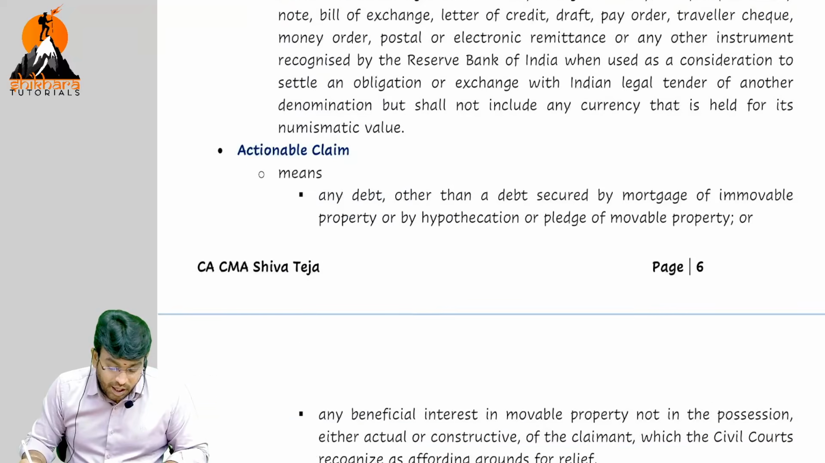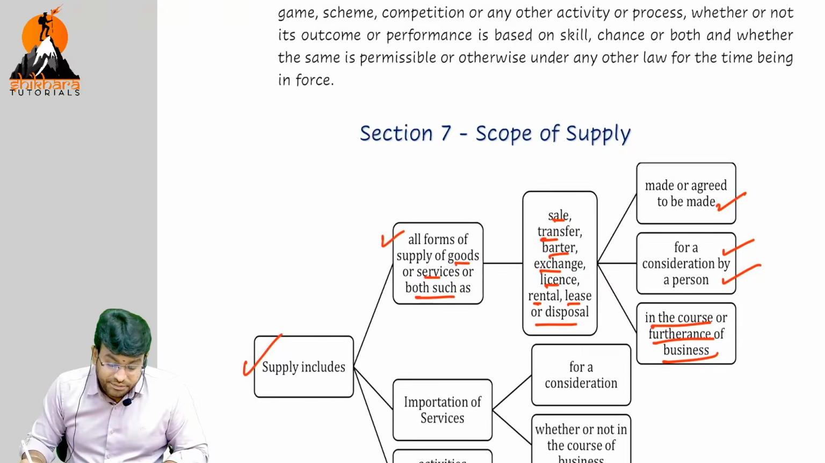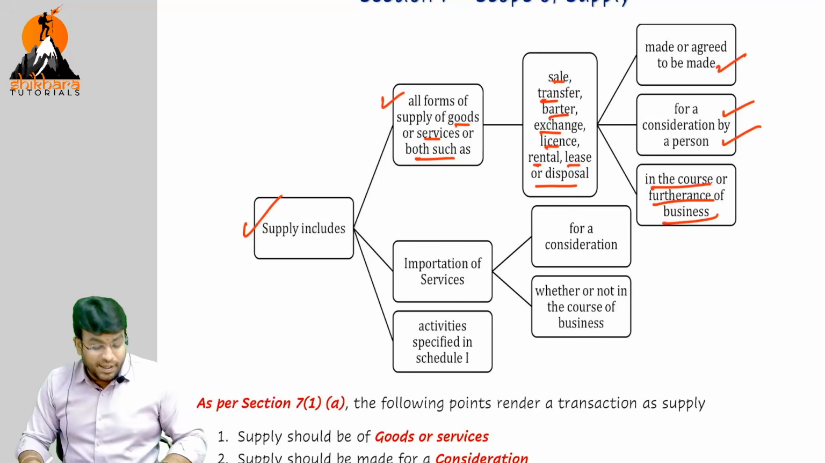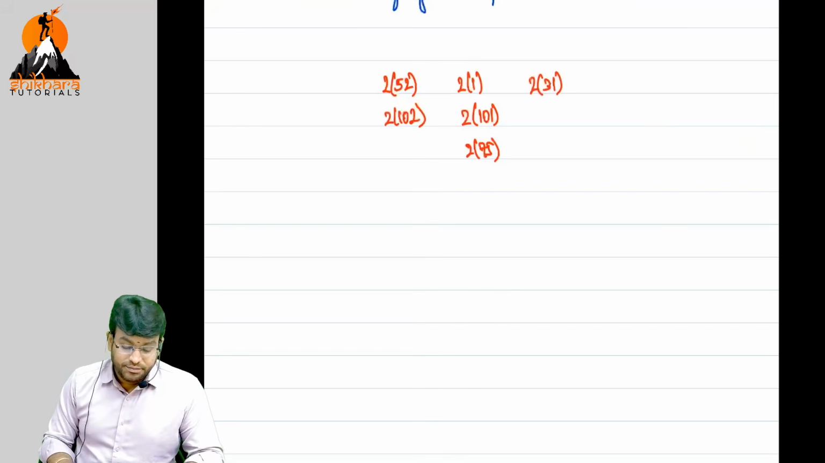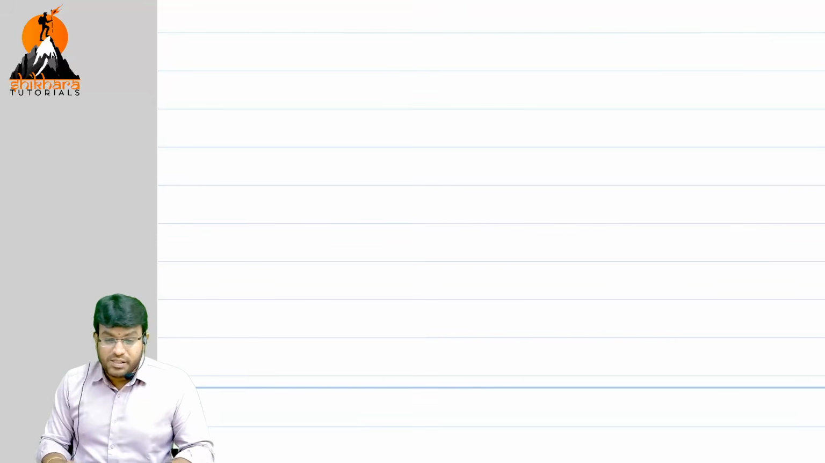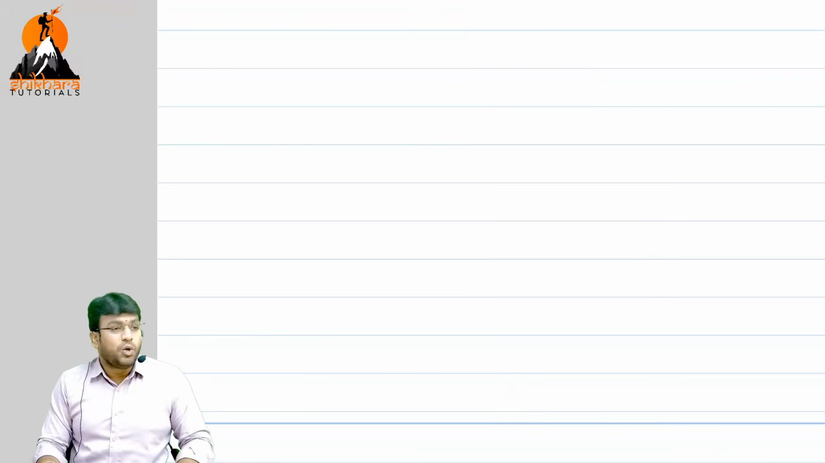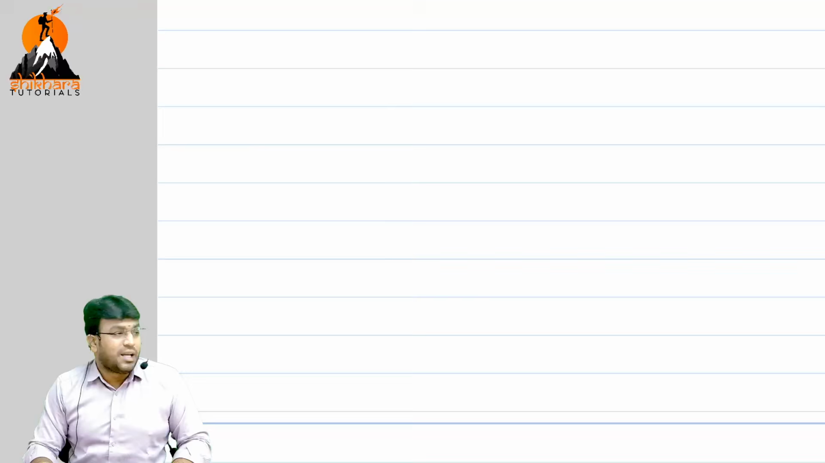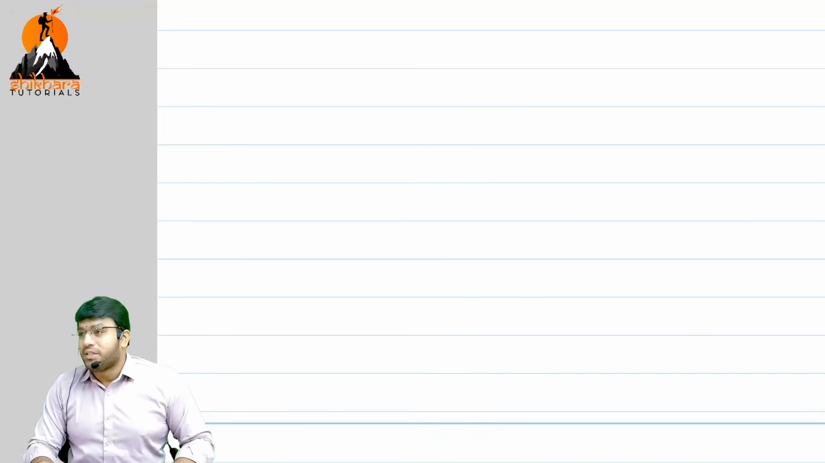Money done, actionable claims done. Let's proceed. Section 7(1)(a) we have discussed. So friends, what is section 7(1)(a)? Supply includes all forms of supply of goods or services or both, such as sale, transfer, barter, exchange, license, rental, lease or disposal, made or agreed to be made by a person for a consideration in the course or furtherance of business.